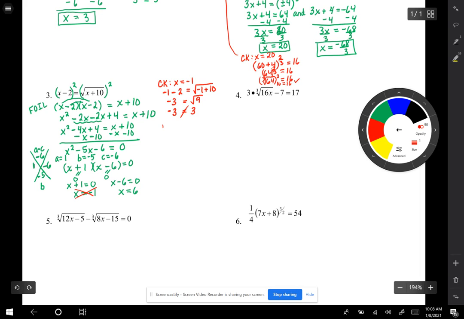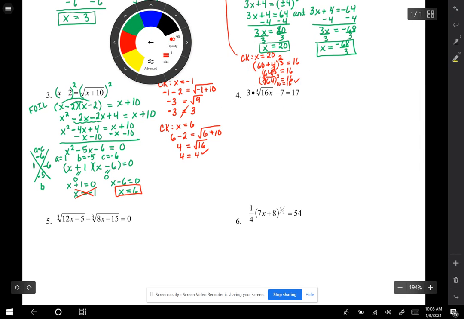Let's check the other one. So 6 minus 2 equals the square root of 6 plus 10. 6 minus 2 is 4. 6 plus 10 is 16. Take the square root of the right side, and it does check. This is our one solution. So x equals 6 is a solution, but x equals negative 1 is an extraneous solution.